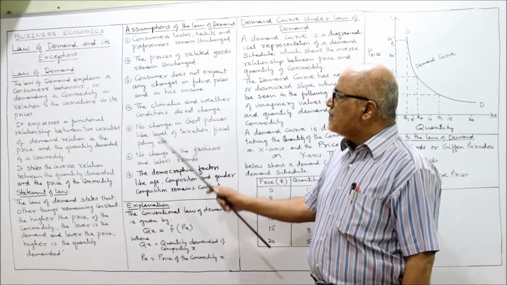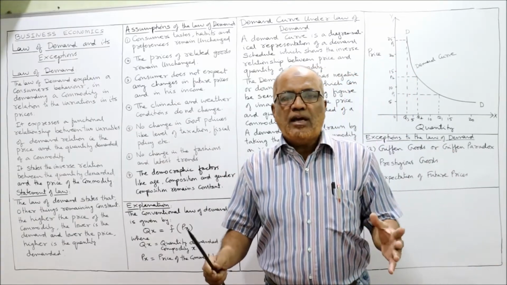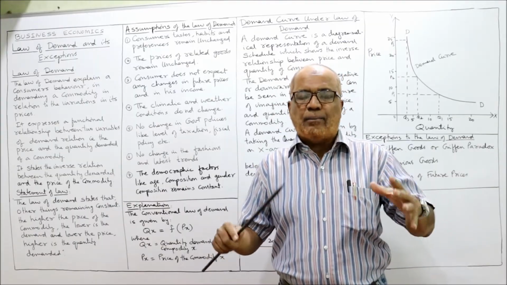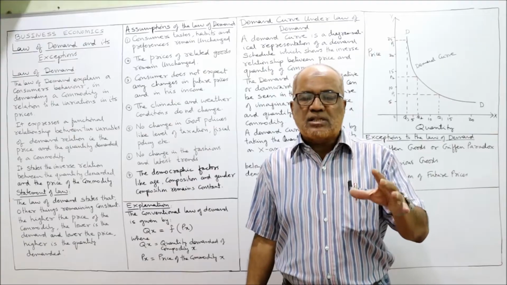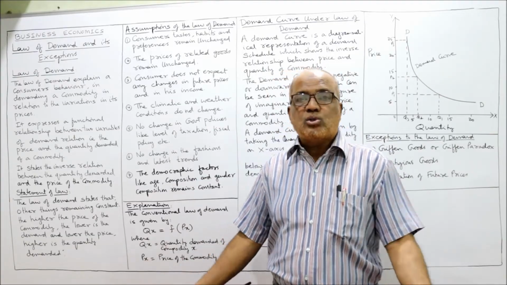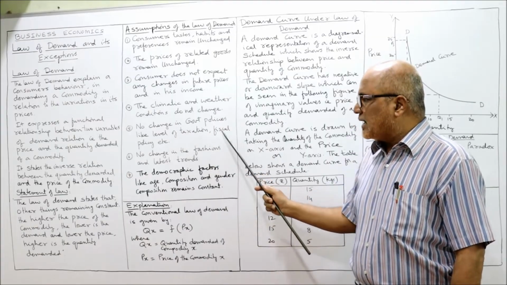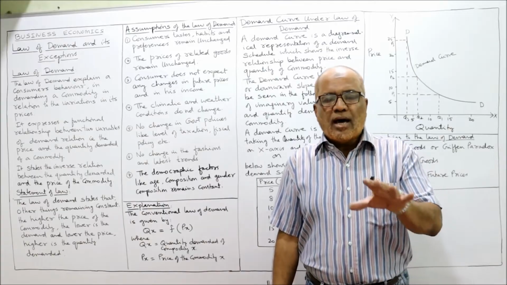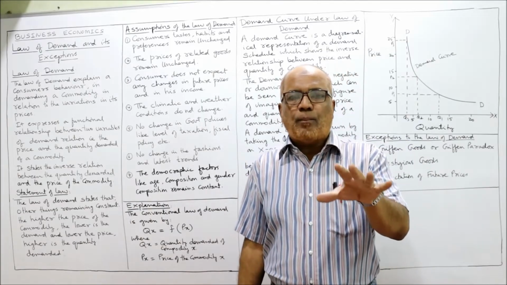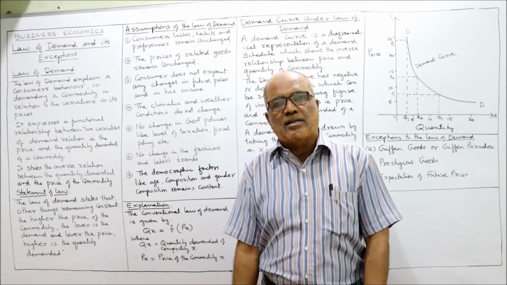Next one, the climatic and weather conditions are constant. There should not be any natural changes like climatic change or weather changes. So if weather, climate, all these things change, then the law of demand may also change. Then, no change in government policies like taxation policy, fiscal policy, money supply. So assuming that the government policies remain constant, only then will this law of demand pass.